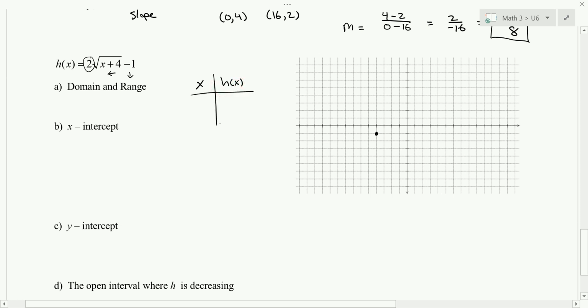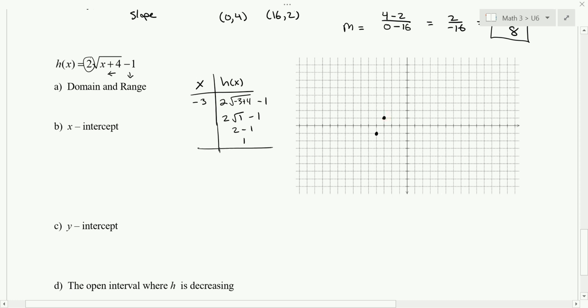Okay, so we already have a point at negative 4. I'm thinking about my square root. I got an x plus 4 underneath that square root. I want to take the square root of 1. So I need to plug in x equals negative 3 to create the square root of 1. So this is 2 times the square root of negative 3 plus 4 minus 1, or 2 times the square root of 1, which is what I wanted. And that comes out to be 1. So negative 3, 1.